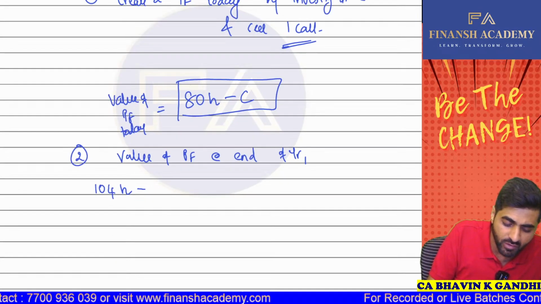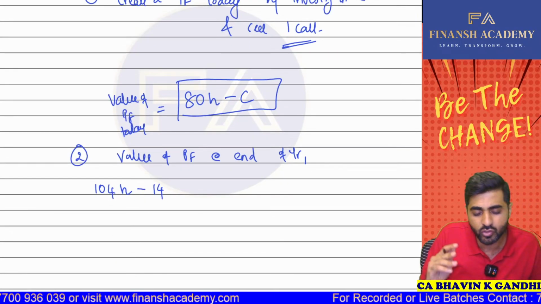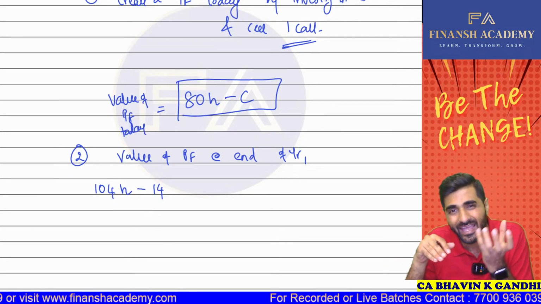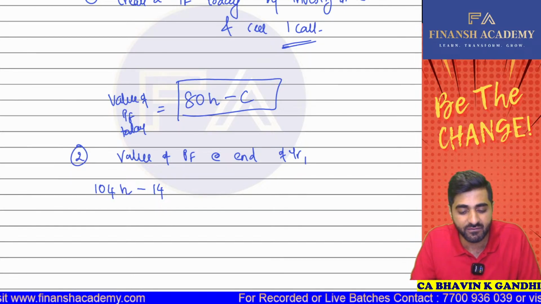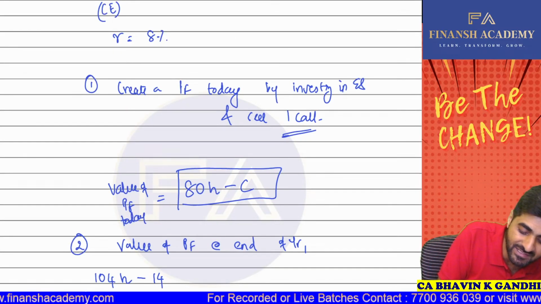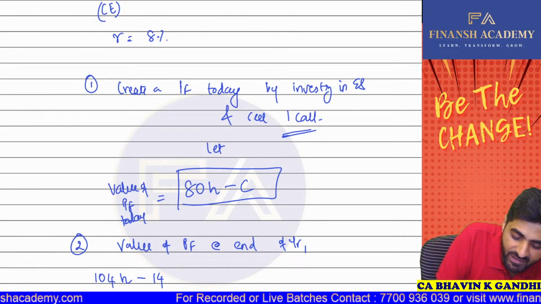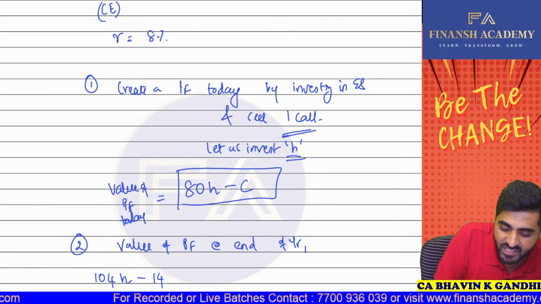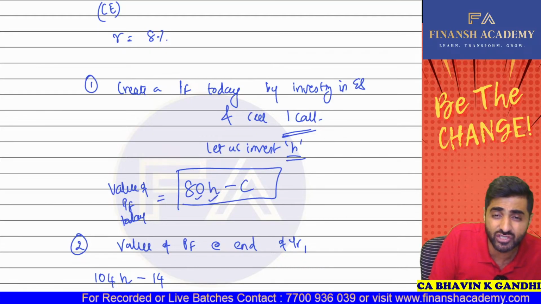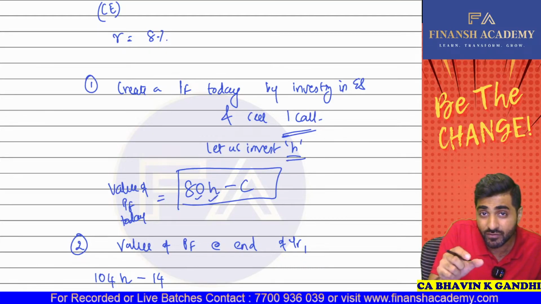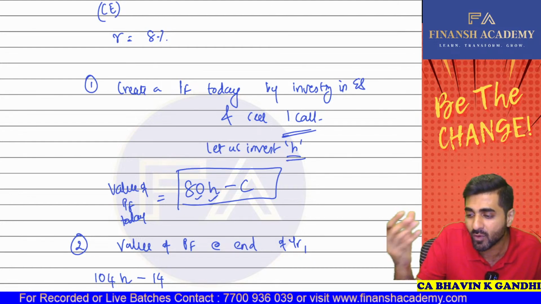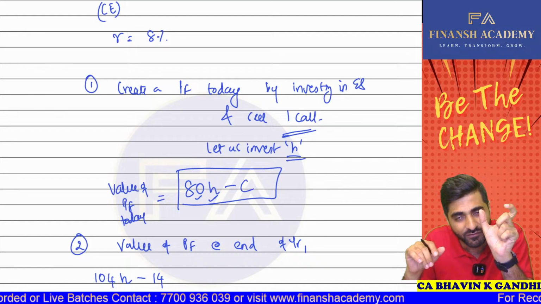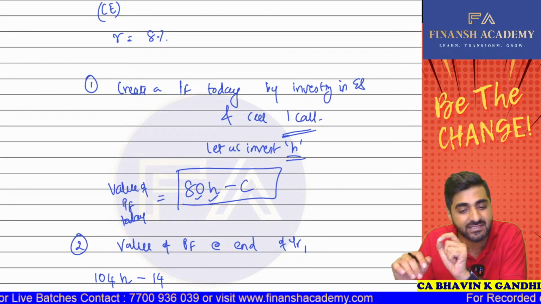So now my value of the portfolio towards the end of year one is going to be what? 104H, because I am investing in H number of shares. That's an assumption, so let us invest in H shares. Can I say 80H is going to be my value of the portfolio today, and I've sold one call, so premium received, I'm going to subtract it. So value of the portfolio today is 80H minus C.